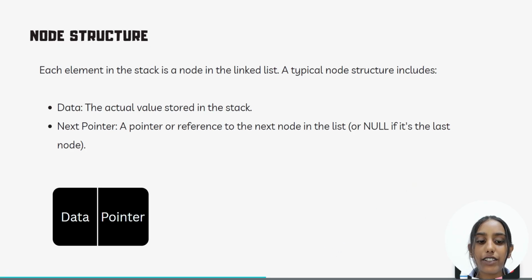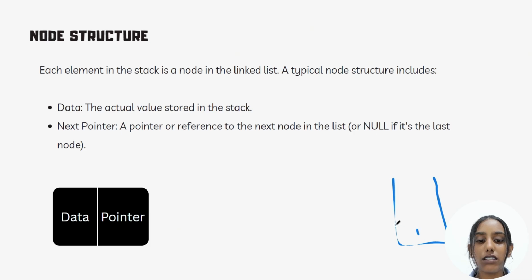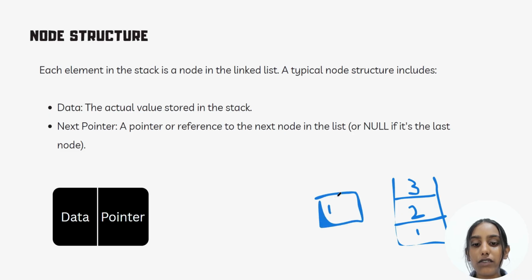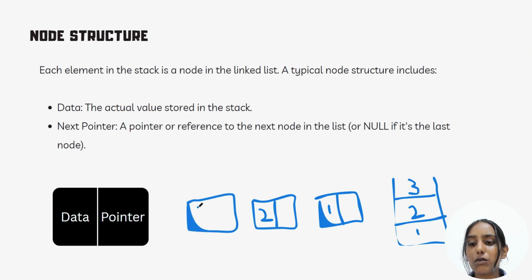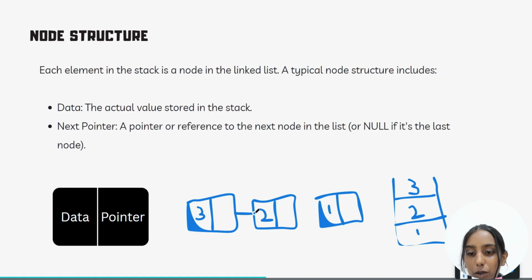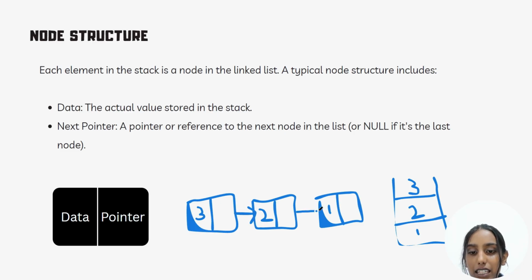So let's imagine we have a stack and it has the values 1, 2 and 3. In a linked list, there would be a node with 1 and then another node with 2 and another node with 3. Each of these would point to the next node.